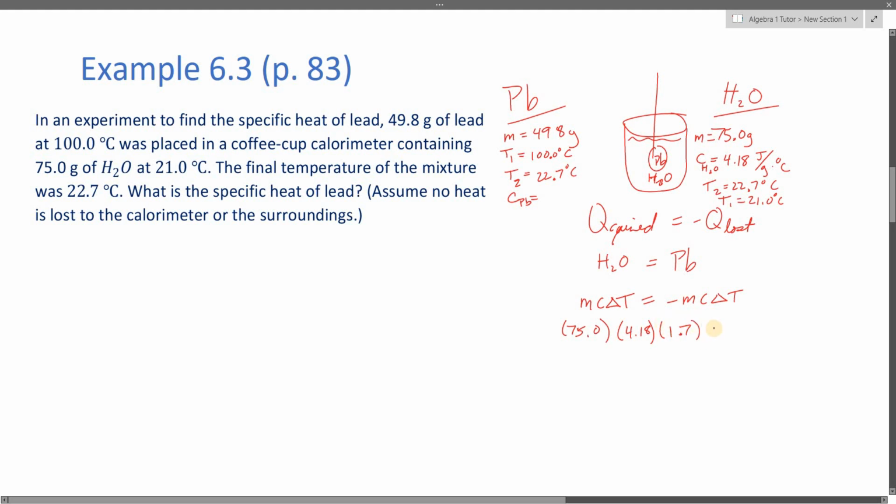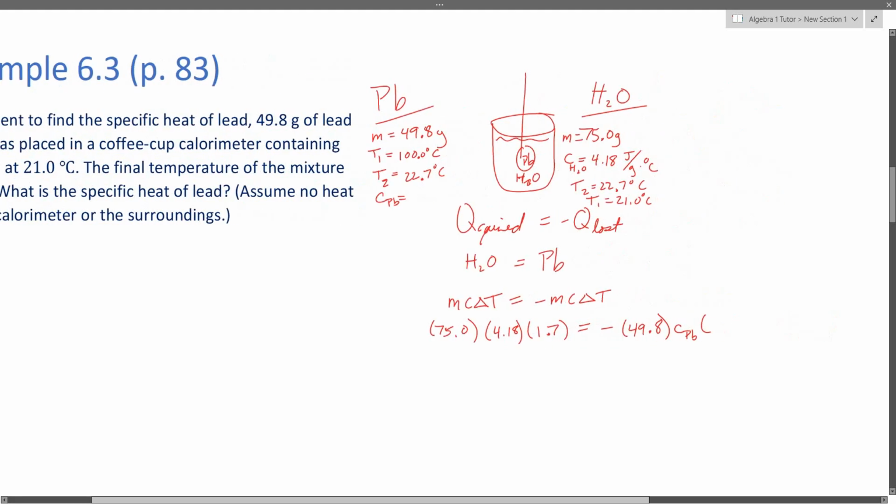So here we go. 1.7 is equal to negative. Over here we'll do the mass of lead, so that's going to be 49.8. I need to make my decimal clear up here, 0.8. There is a C value, that's what we're looking for, C of Pb. And then we need to find the delta T. So the delta T is going to be found here. Let me move my screen.